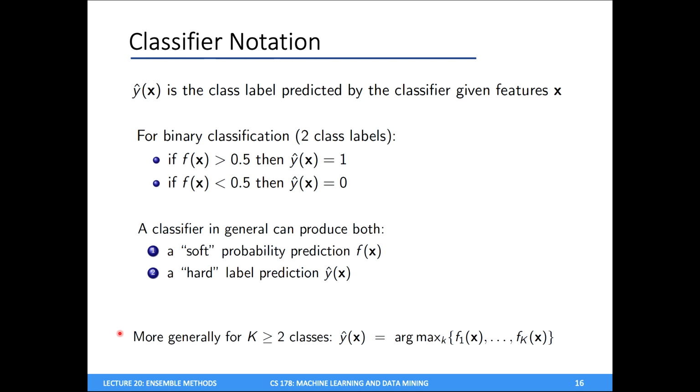More generally, if you have more than 2 classes, say 3 or 4 or however many classes you've got in your problem, to turn those probabilities into a predicted label, you just take the argmax of the predicted probabilities. So whichever probability was highest.